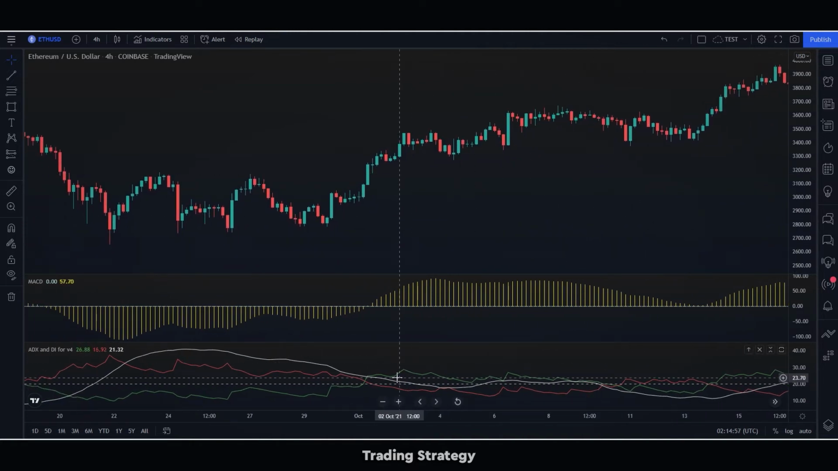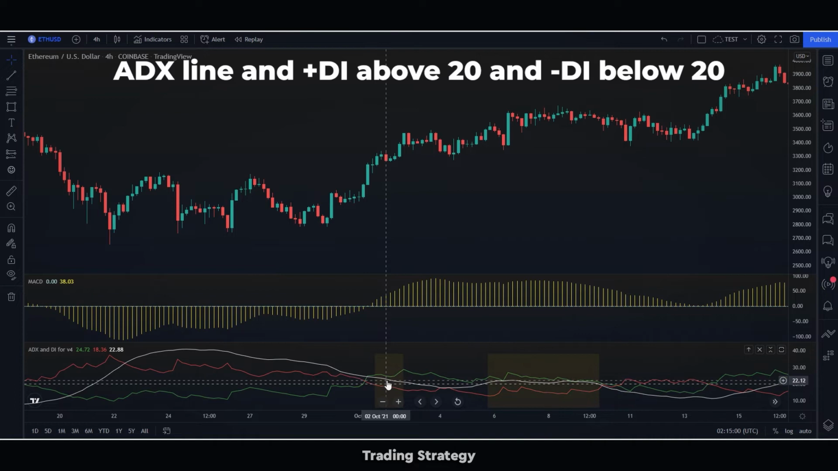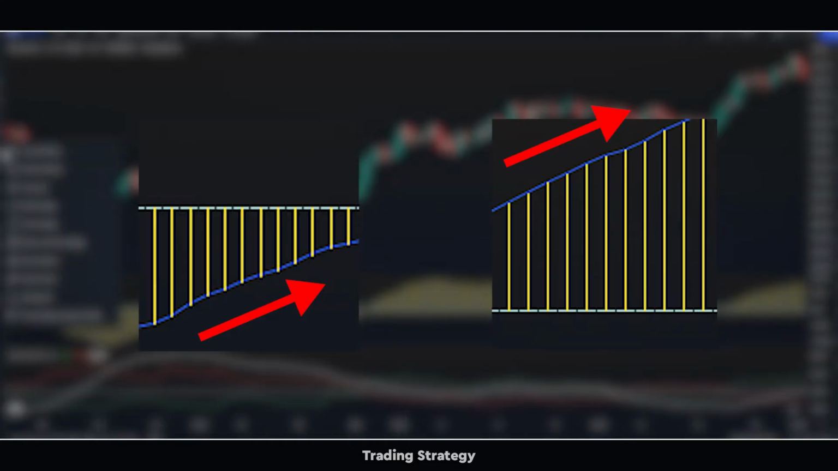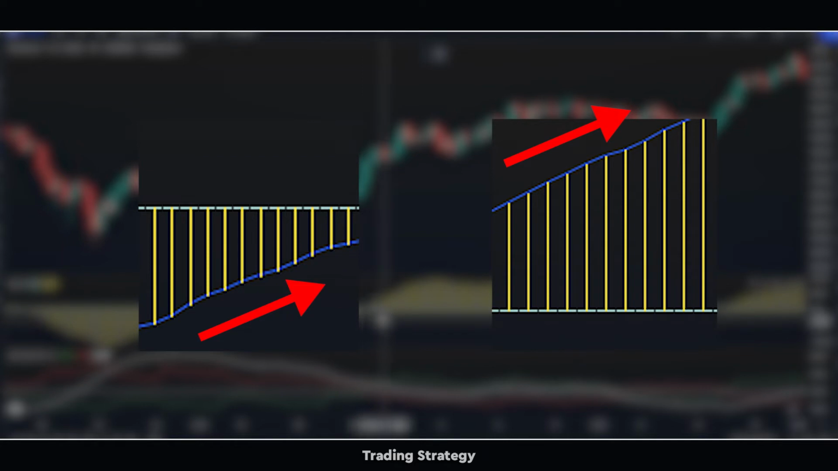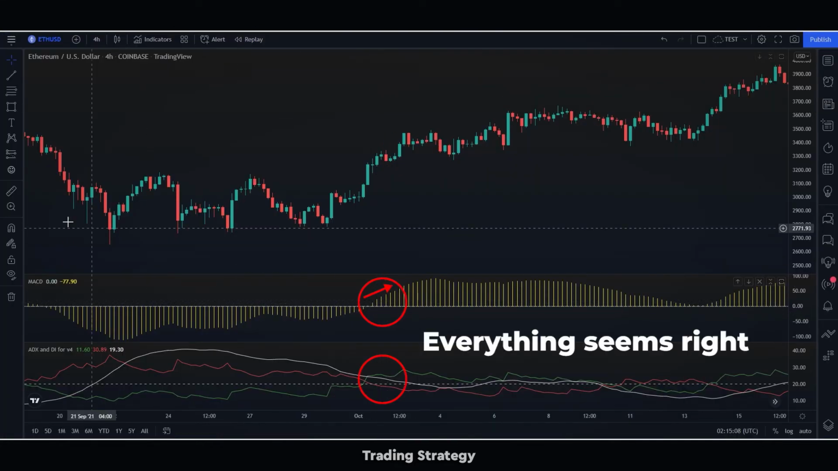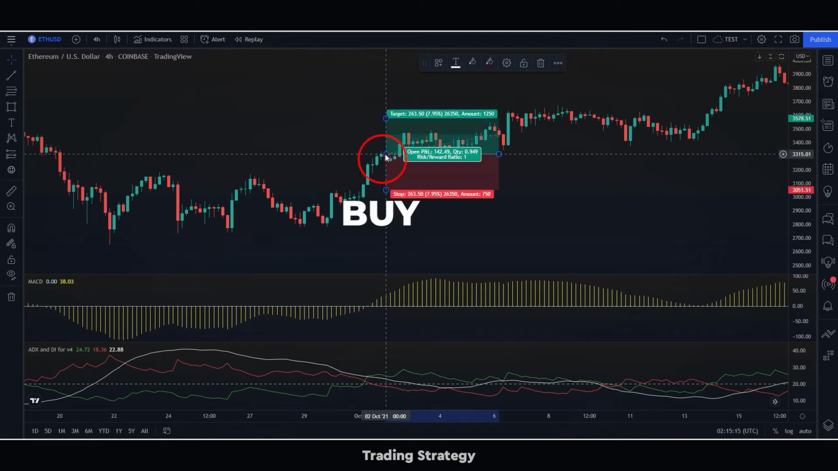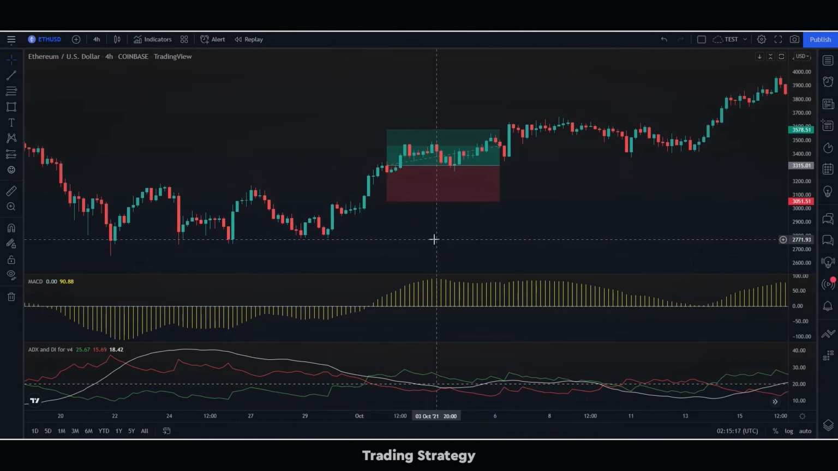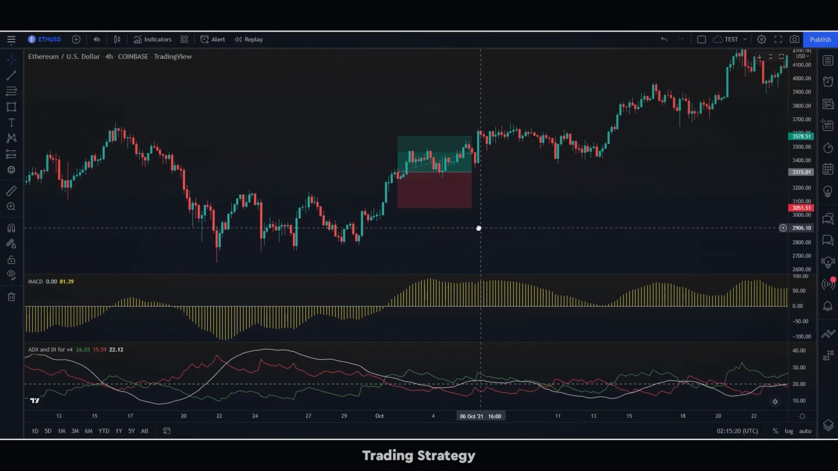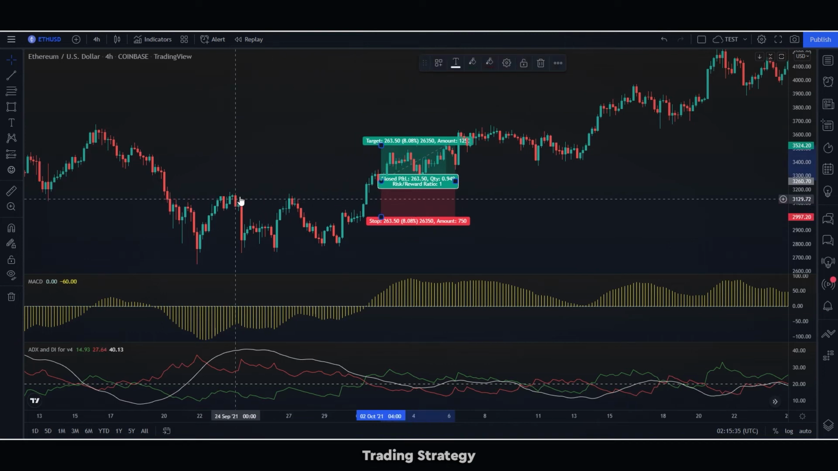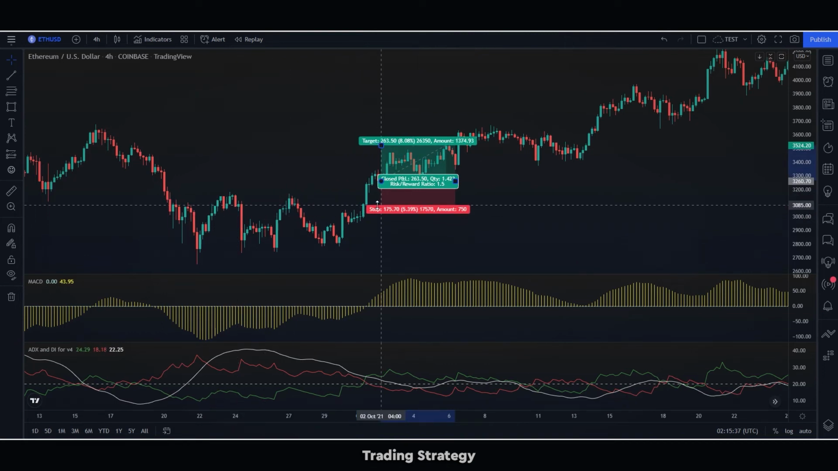We will buy if the ADX and plus DI lines are above 20 and the minus DI line is below 20. If this is true, we will see that the MACD has one of the following forms. If this is true, we will open a buy trade. We will put our stop loss at the last low, and our take profit in a risk-benefit ratio of 2:1. This means that we risk 1 to get 2.